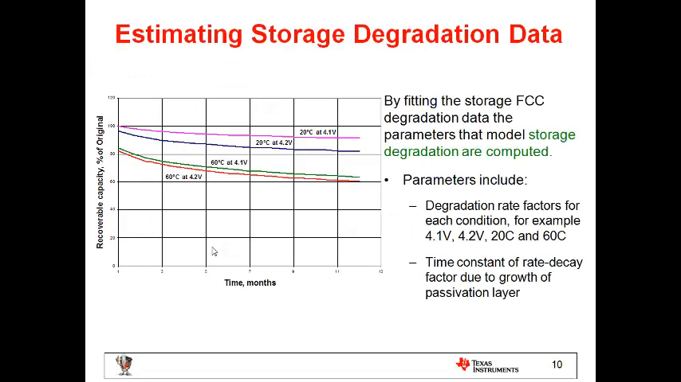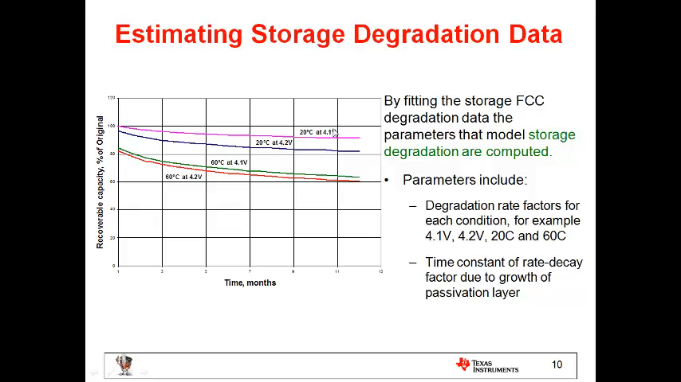So in order to model degradation, we model both storage and cycling degradation separately. First, we can obtain the storage degradation data from the cell manufacturers. That kind of data looks like this. The battery is stored, for example, at a fixed voltage, for example 4.1 volt, and at 20 degrees C, and periodically discharged, say once a month. This way you can observe the trend of how the capacity is decreasing even though you're not cycling the battery.